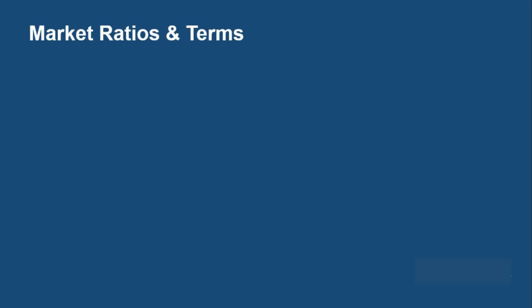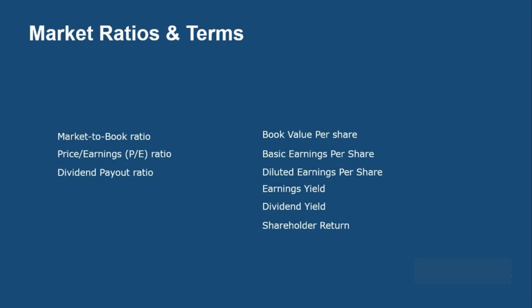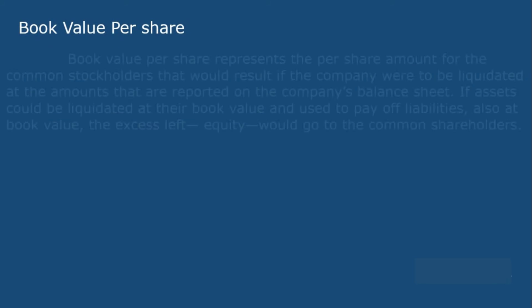Market ratios and terms. The market ratios are market to book ratio, price to earnings ratio, dividend payout ratio, and the terms are book value per share, basic earnings per share, diluted earnings per share, earnings yield, dividend yield, and shareholders return.